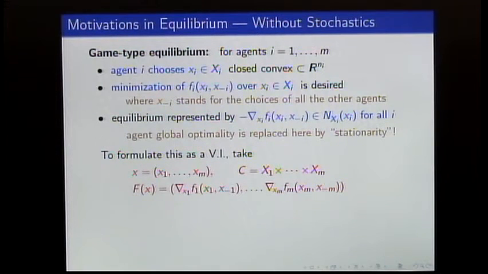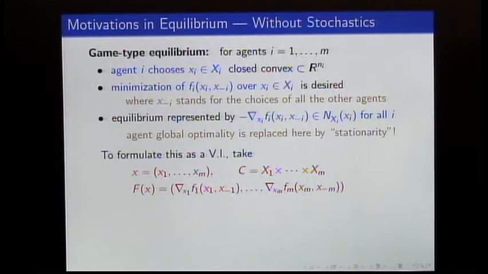Then I want to mention, before I get into the stochastics, a game-type equilibrium where we have a finite number of agents. Each agent has a strategy set, an independent strategy set. Again, all this can be generalized. The strategy sets can be dependent and so forth. And each agent wants to minimize a certain thing, but this thing is affected by what the other agents do, and that's represented by this traditional game notation. X minus i stands for what all the other agents beyond agent i are doing. And then you have a similar kind of equilibrium.